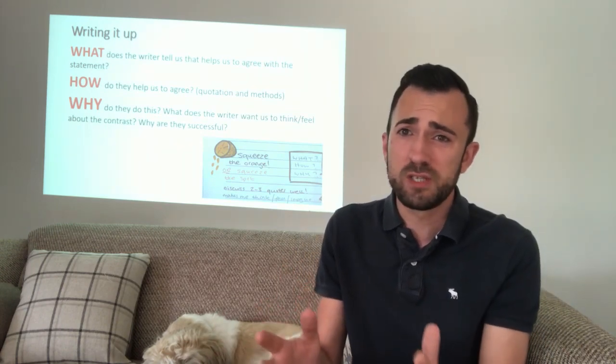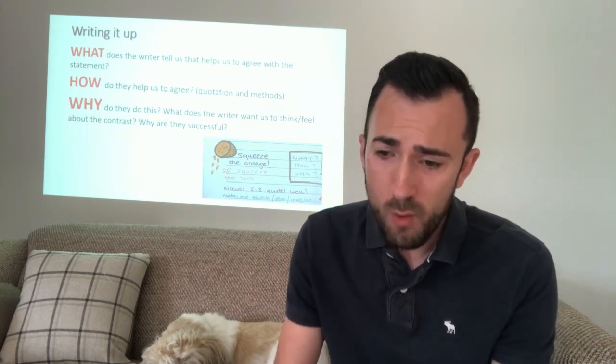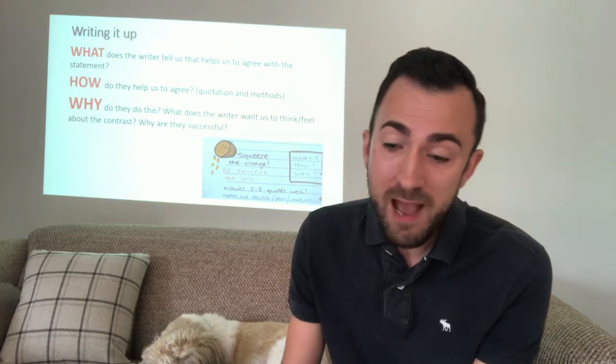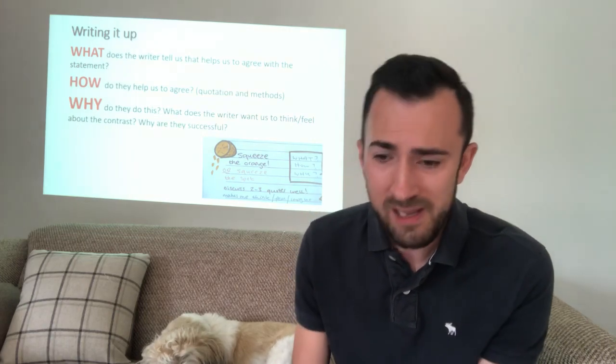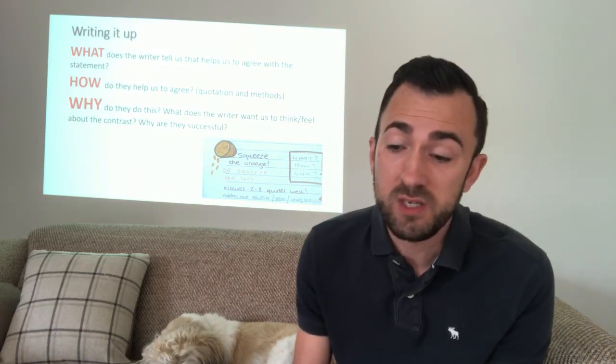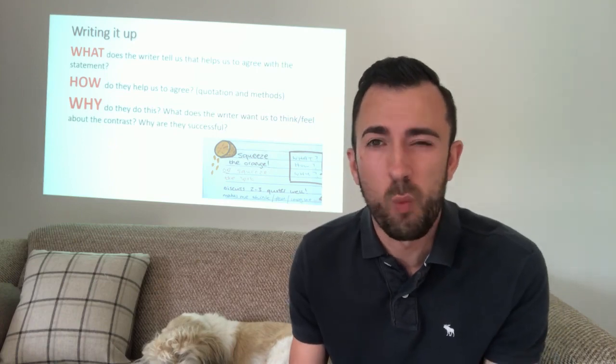So once we've got that, we need to turn those notes, those annotations, into a paragraph, and that's really straightforward to do. We're going to stick to what, how, why. What does the writer tell us to help us agree? How do they do it? That's the quotation part. And finally, why do they do it? What does the writer want us to think or feel? Why are they doing that?